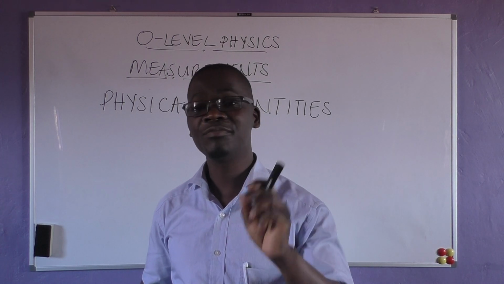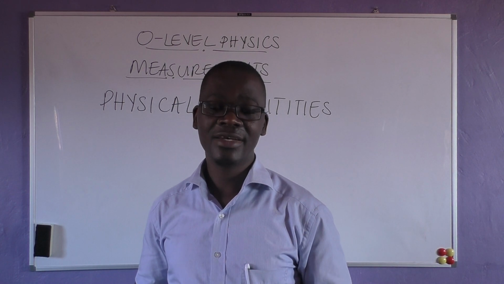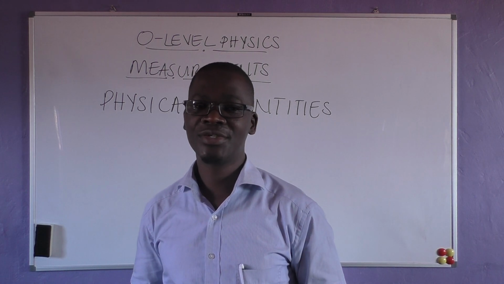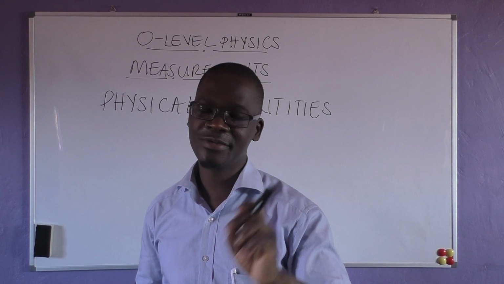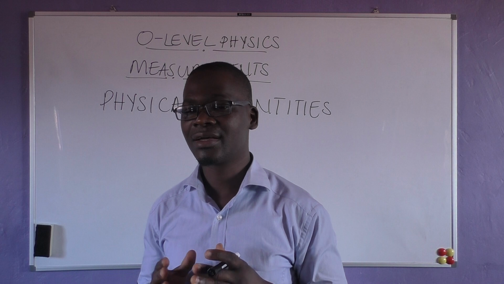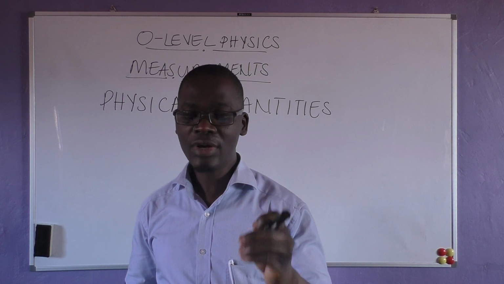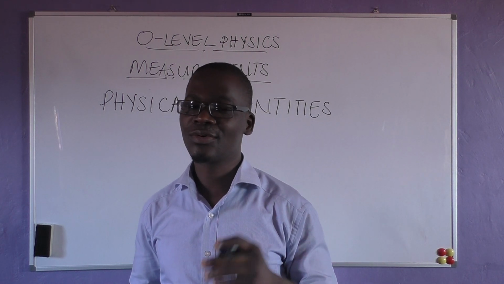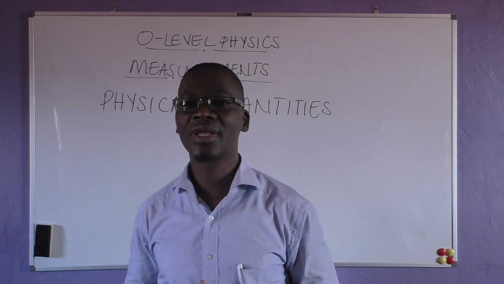That's why we have meters cubed. Density. Density is mass over volume. So density is derived from mass and volume, among other derived quantities. So we shall look at the major quantities one by one. We shall start with length.